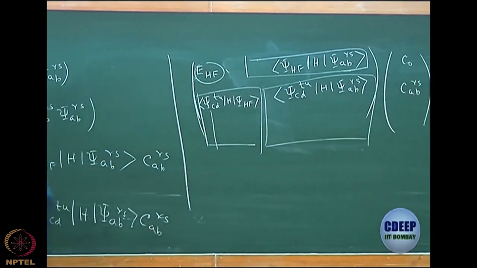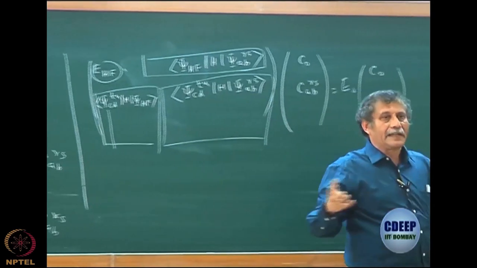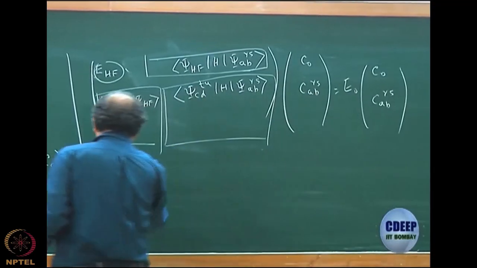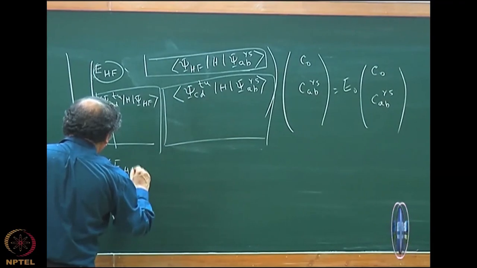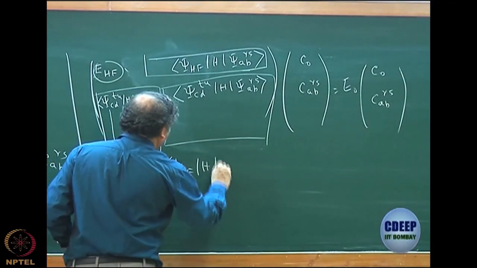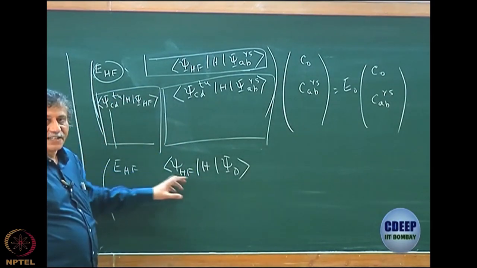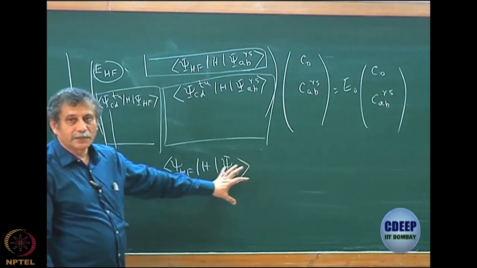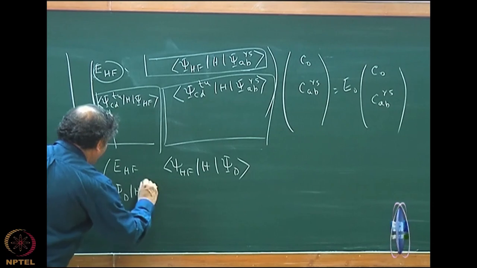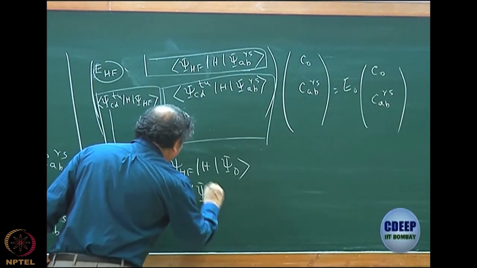So you can see that whatever I am multiplying, I will have exactly the same number coming up. These ABRS are just a generic thing, they are all doubles. So in a very simple way, I can write this as E Hartree-Fock, psi Hartree-Fock H psi doubles. So psi d, I am introducing a psi d just to say it is a block of all doubles, okay. And then you have similarly psi d H psi Hartree-Fock, and then you have a psi d H psi d.